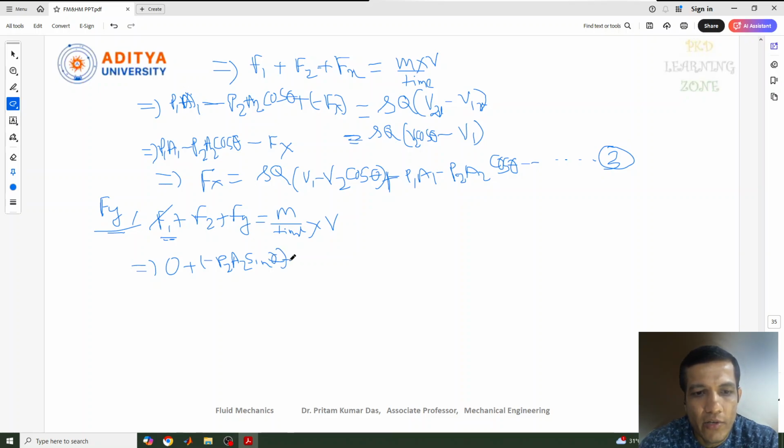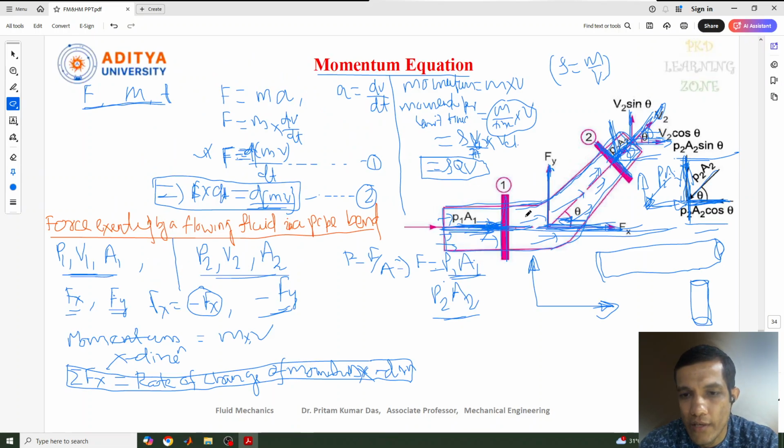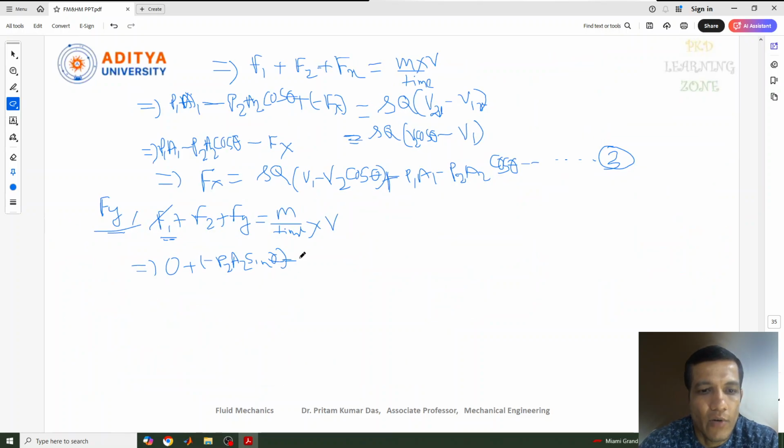Again, if you go to the diagram, the fluid is moving here, but the force acting in this direction, after hitting this pipe bend, is going to be reversed. So that will also be minus Fy equal to, again, rho Q, which we know, rho Q v.